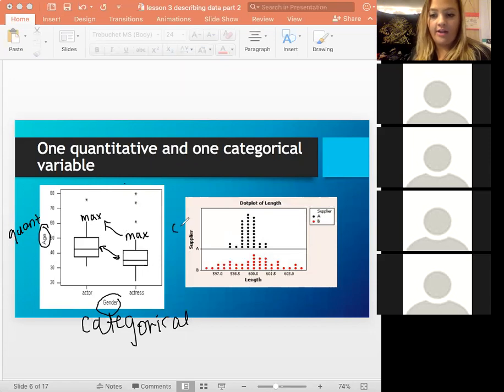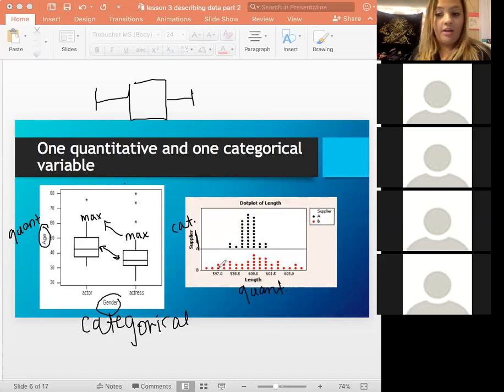This is going to have our categorical variable here on the y-axis, and PS, you can write this the opposite way. You guys see us write box plots a lot like this. You can also write side-by-side box plots that way. It doesn't matter. We have our categorical variable here, which is our supplier, and then our length, which is our quantitative variable. And for a dot plot, it's just showing you each observation that you got there.